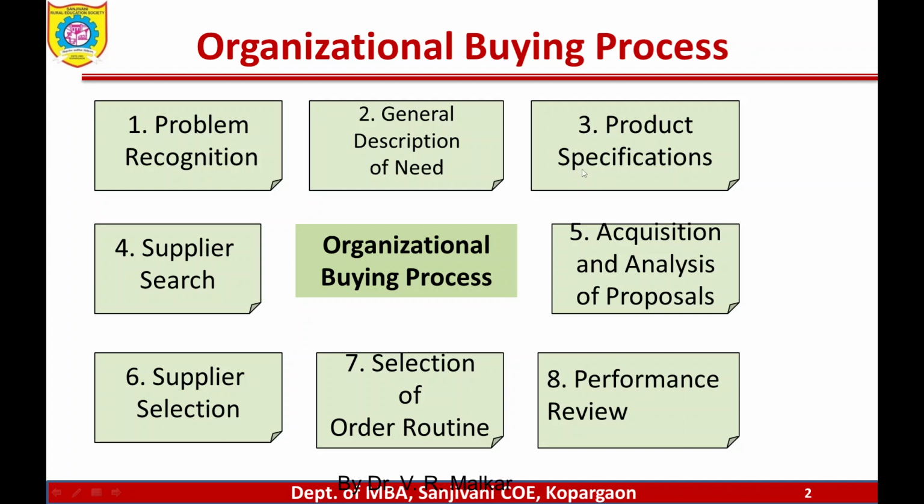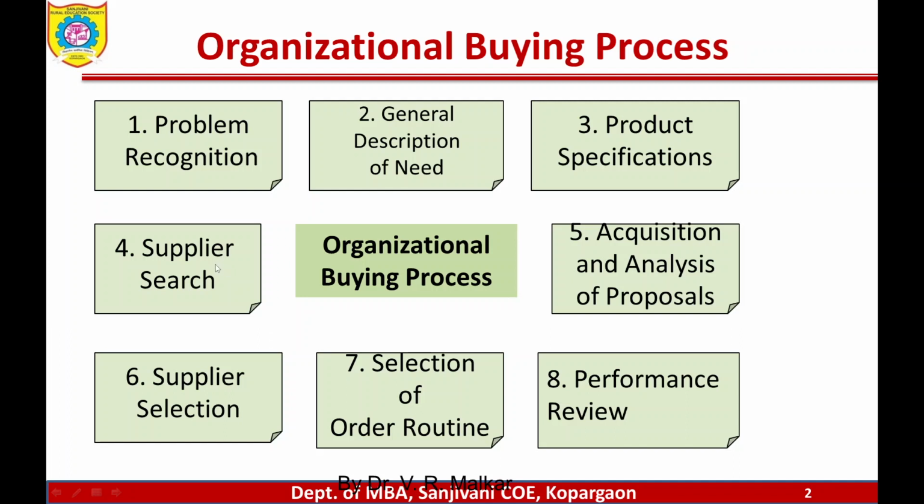So if certain laptops are required for the organization, they will write what kind of specification: screen size, the hard disk, then the RAM. These are all specifications they have to clearly mention. So in the third step that happens. And then the organization finds the suppliers for that particular kind of product.